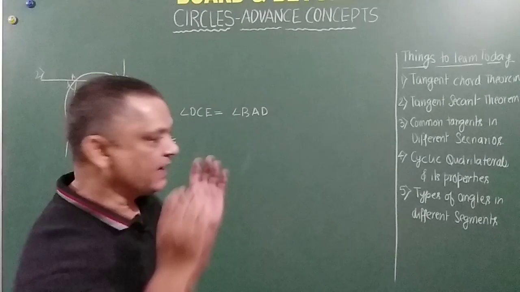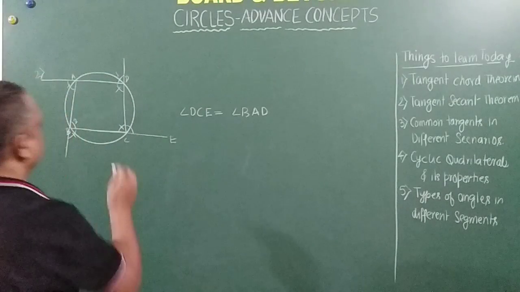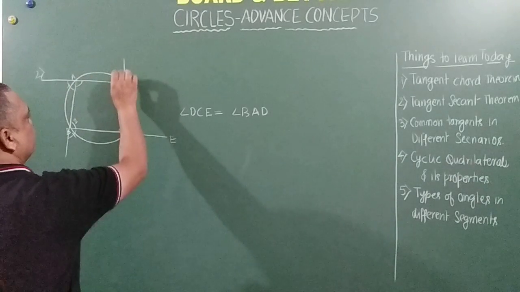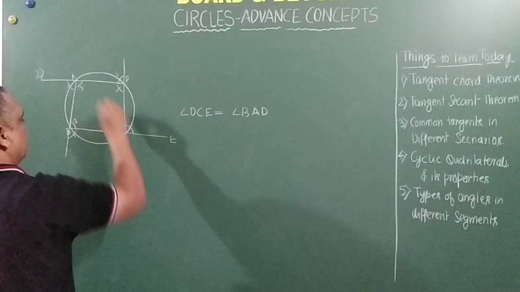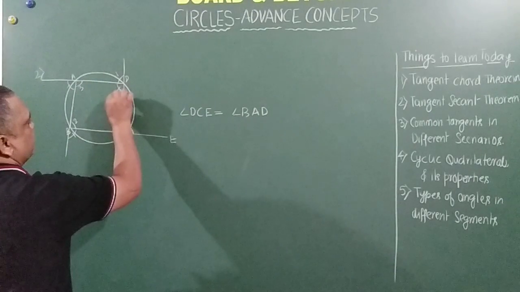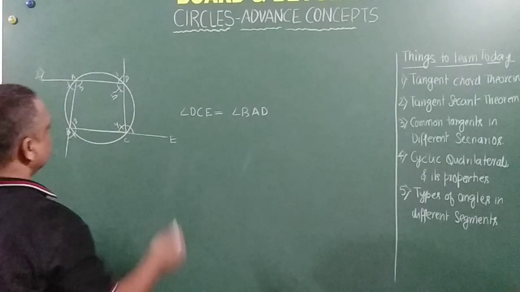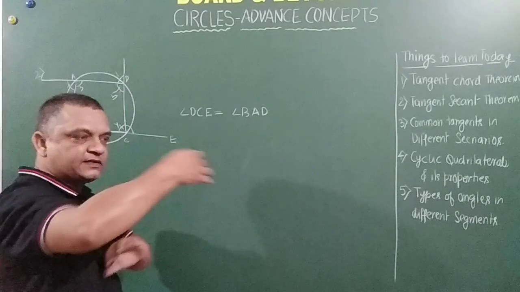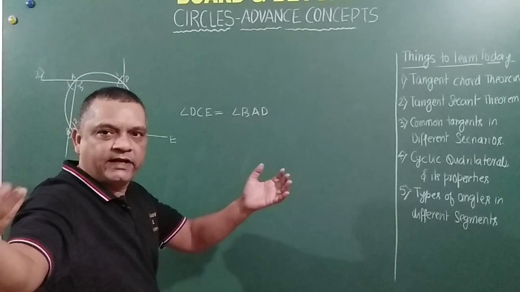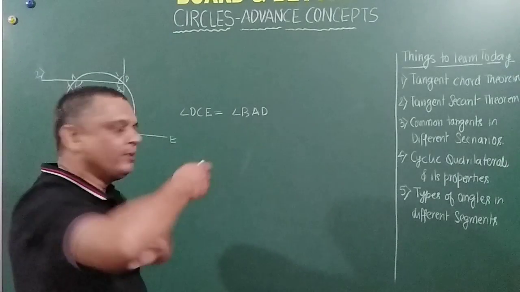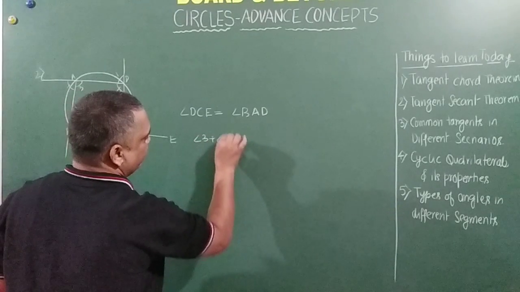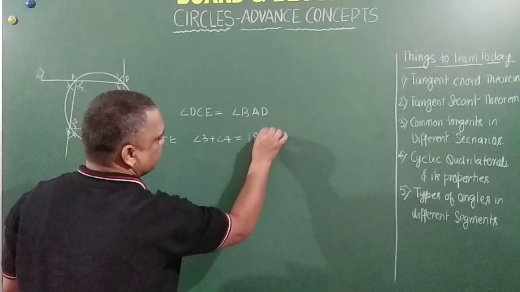And another important concept here, friends. Let me call this 1, 2, 3, 4 and 5. Let me write slightly bigger, 5. So now friends, always in a cyclic quadrilateral, the sum of the opposite interior angles is equal to 180, or they are supplementing each other. They are supplementary angles. Angle 3 plus angle 4 is always equal to 180 degrees, right?